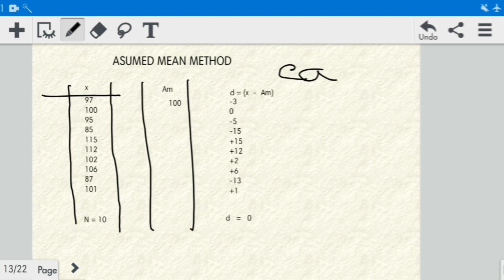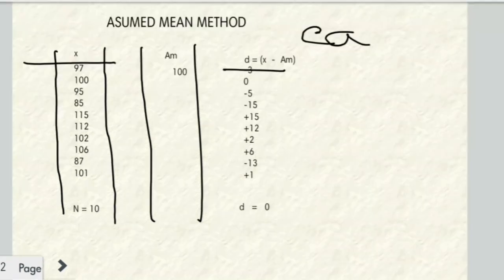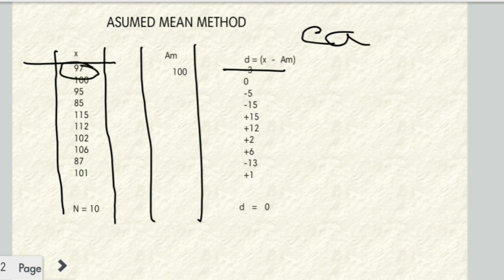Next, the most important part, d. We calculate the assumed mean and then we calculate the difference of the x observation from the assumed mean. Here the first observation is 97 and the assumed mean is 100. So d is 3.